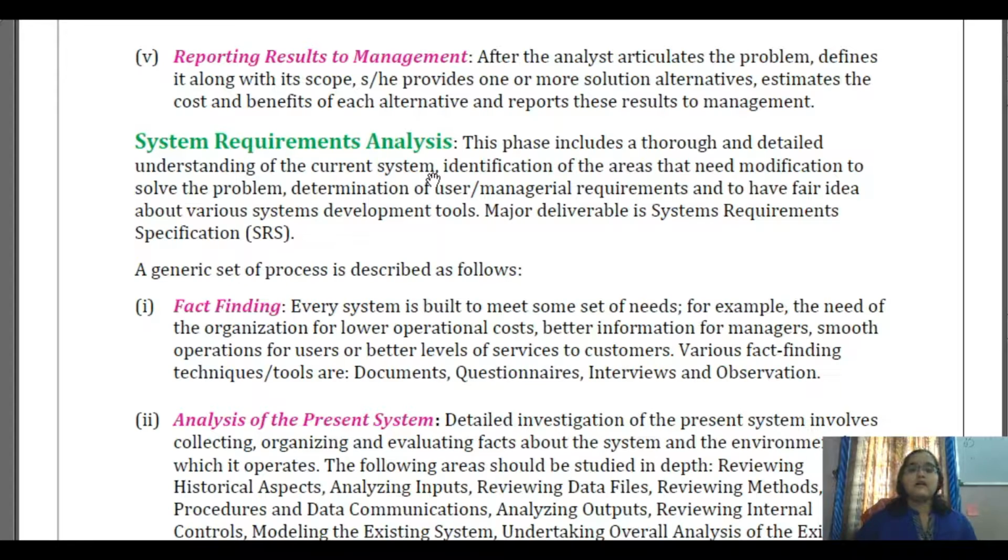First is fact finding. In the fact finding session, we will see that every system which is being developed has some requirement, or because of some need a system is being developed. So we will find out what the need or problem is that made this requirement arise. So how does the fact finding session help?